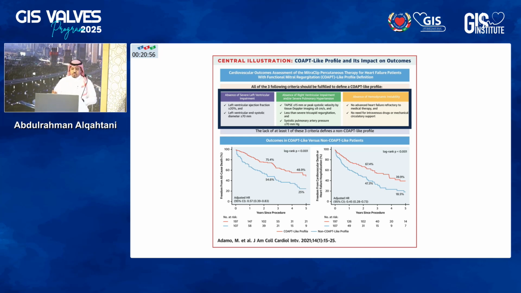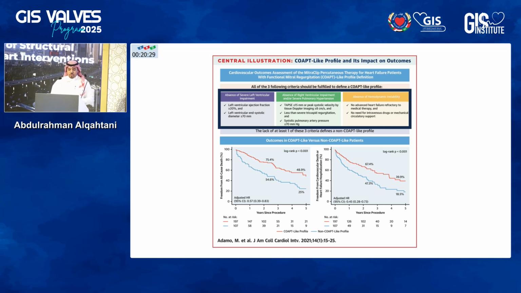Second is the absence of right ventricular impairment with severe pulmonary hypertension. So you need to make sure that the RV is functioning well, that the RV systolic pressure, or the systolic pulmonary artery pressure, is less than 70, and then the patient does not have any hemodynamic instability. So those 3 important things, once they're present, then you're likely to have benefit in those patients who present with severe mitral regurgitation, and that's what's considered to be the COAPT-like profile.